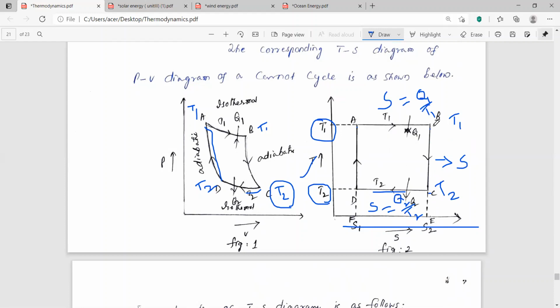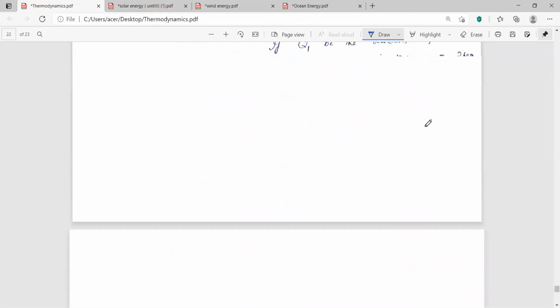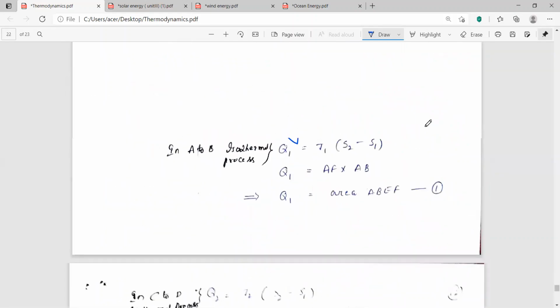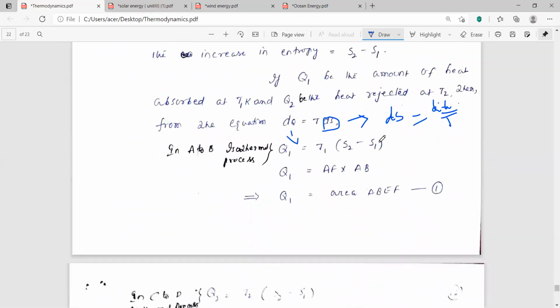Now, the change in entropy, this is in the increasing order. The change in entropy from S1 to S2 can be written as AB. So that means AB gives us the change in entropy. So we can write S2 minus S1 as AB. Therefore, AF into AB gives the area of ABEF.